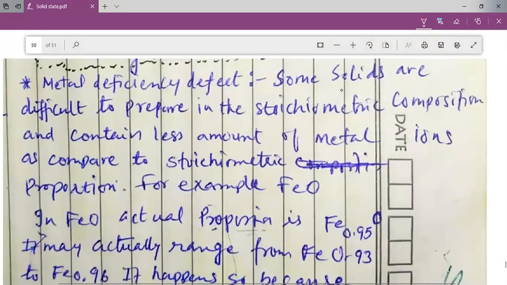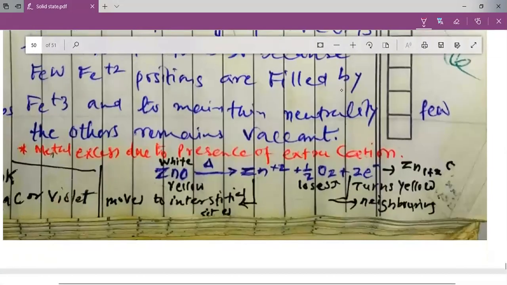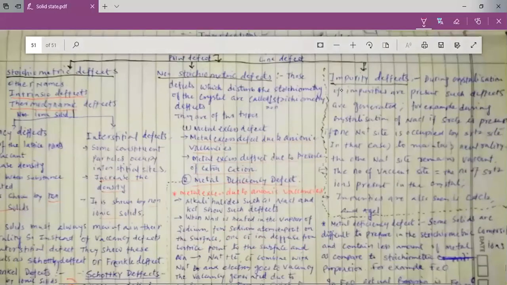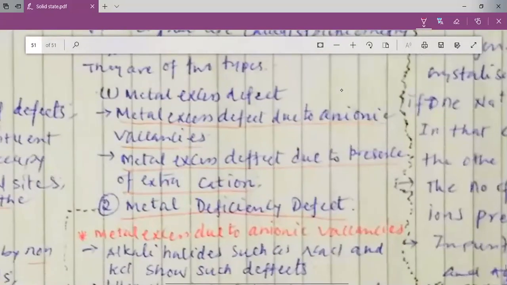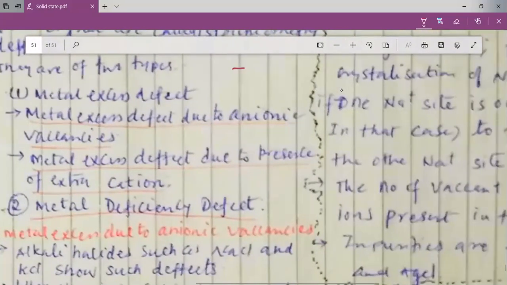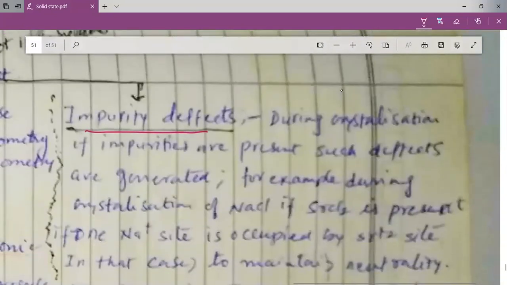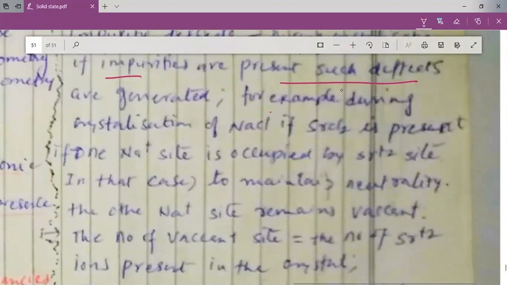And let me give you the revision of the third type of defect, my dear students. That is known as the impurity defect. We have already studied the impurity defect, but let me revise it once again so that you can remember it well. Please let us look into the impurity defects. During the process of crystallization, if impurities are present, such defects are generated which are known as the impurity defect.